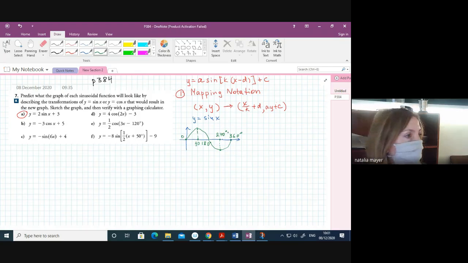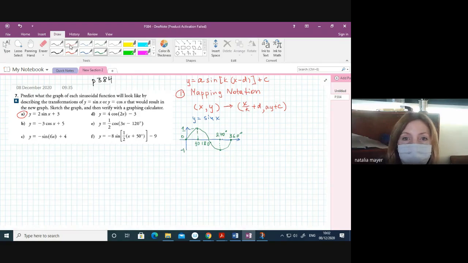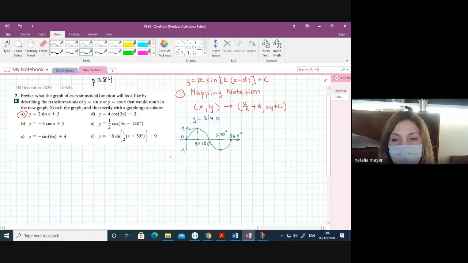Now, what's left is the y coordinates. Who remembers what is the maximum value which sine takes? 1. What is the minimum value which sine takes? -1. Do you see that we have 5 points now? Okay, so we are going to write down all the 5 points in the format of a table of values.